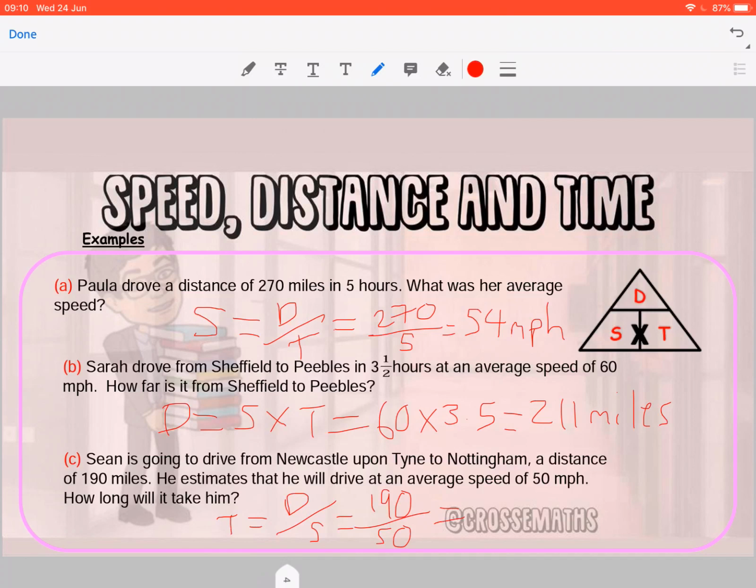That's going to take him 3.8 hours. Okay? Right, guys, pause the video now and make sure those examples are down. It's really important you get the triangle down. Make sure that's written in your book. That's the most important thing to do with speed, distance, time. Once you get that, it's easy.